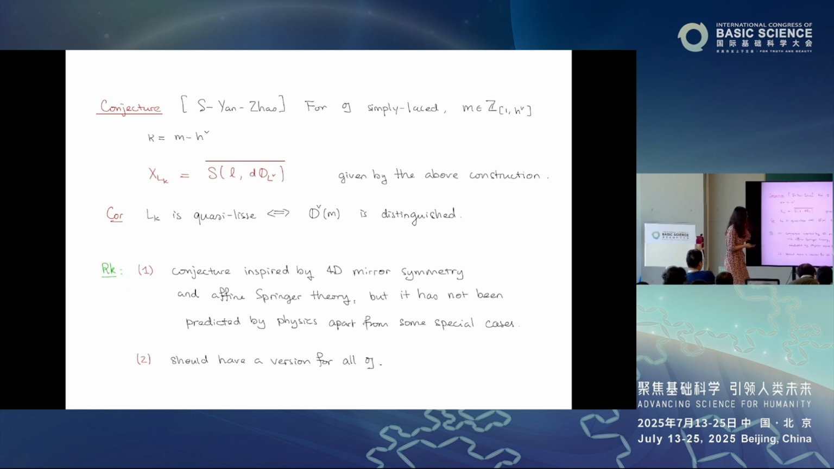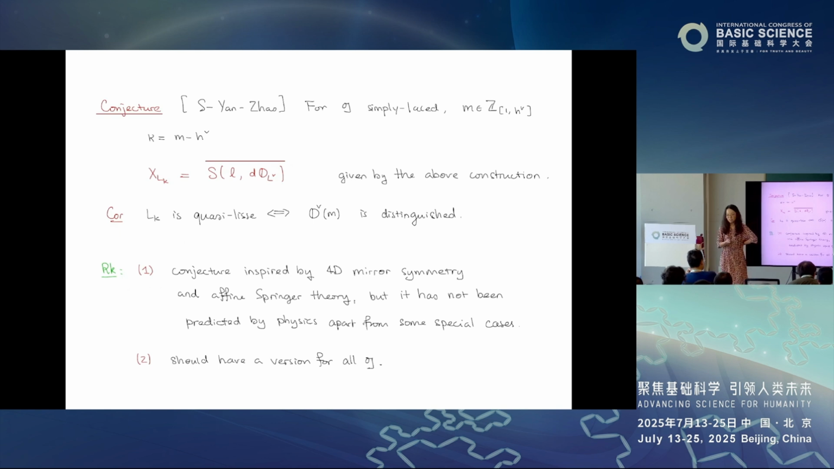So from that prediction, and trying to make some analog of Springer theory in the affine case, and also based on some work of Arakawa, Futorny, and Kriz, we came up with this conjecture. But I want to point out, although initially there were some inspirations from this 4D mirror symmetry, actually this kind of statement was not predicted by physicists. So this is not a reformulation of what physicists have predicted.